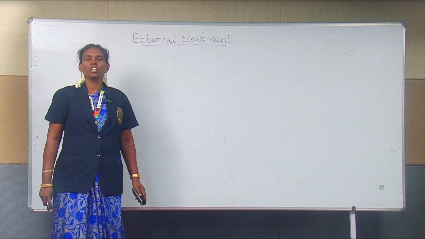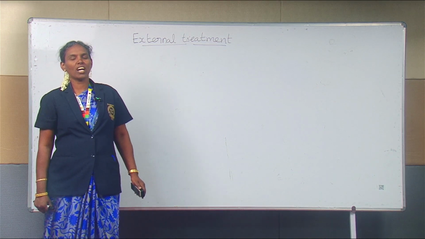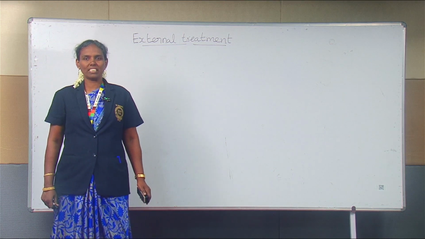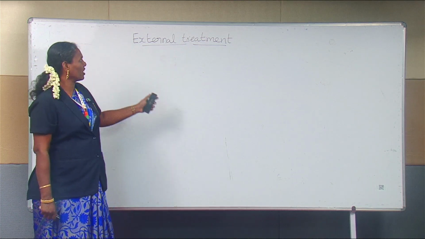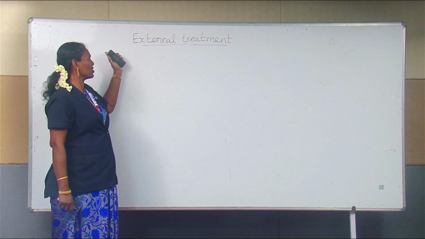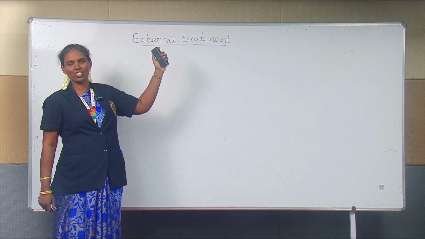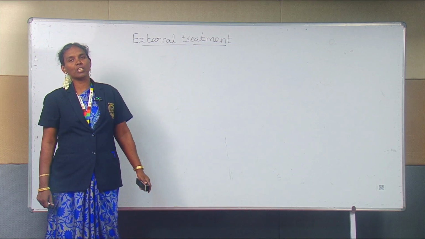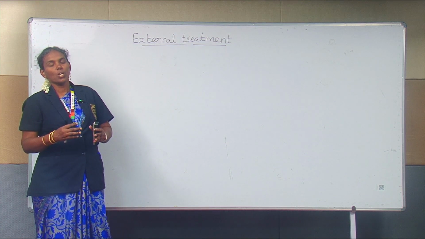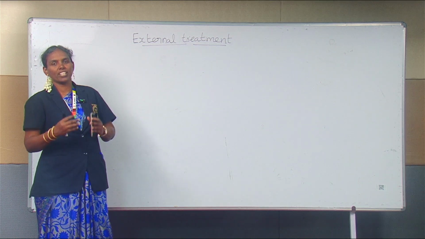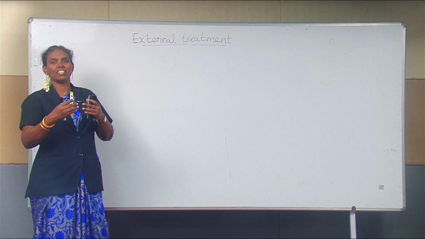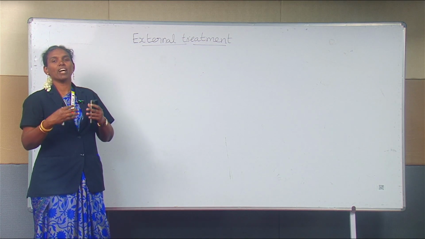Hi, everyone. Today we are going to discuss the ion exchange method or demineralization method. This is an example for external treatment. What is the definition of external treatment? The removal of impurities or salts from boiler feed water before feeding into the boiler is called external treatment. We are removing the hardness causing salts from boiler feed water.